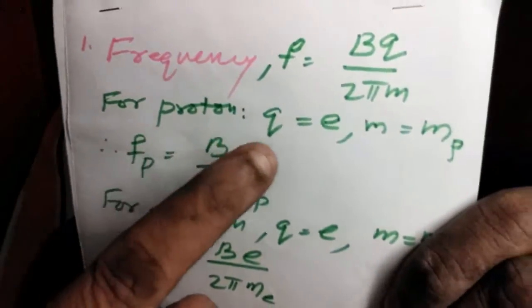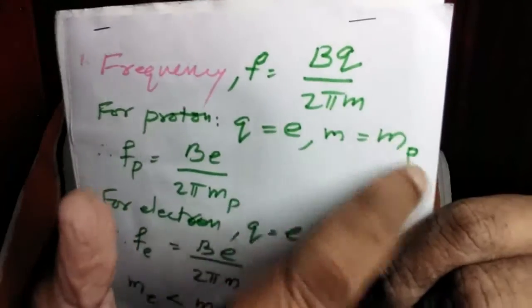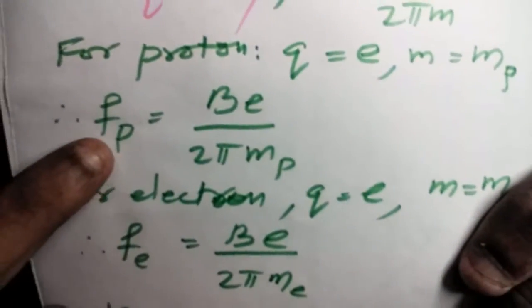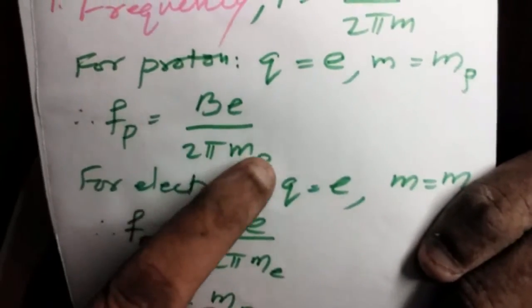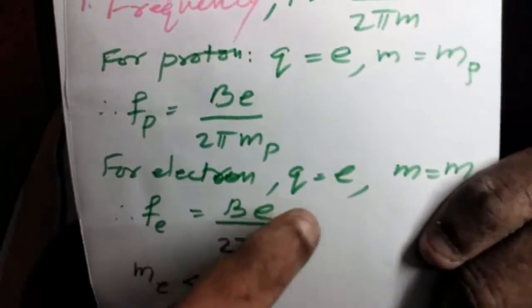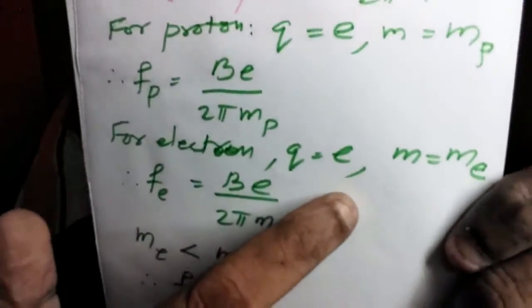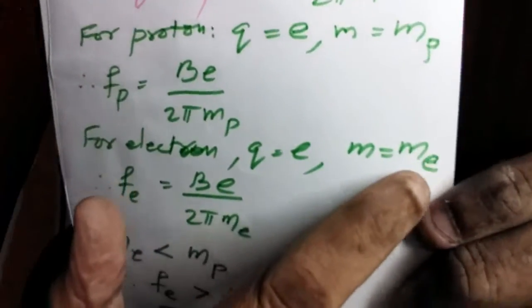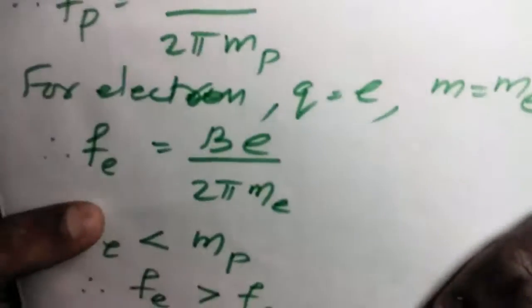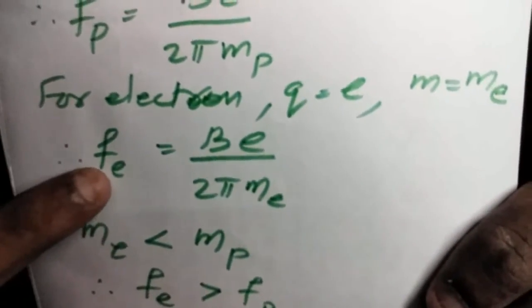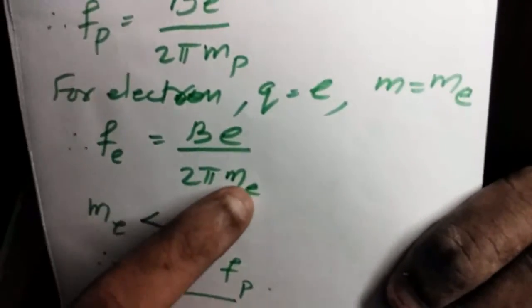For a proton, charge is e, mass is mp, the mass of the proton. Then the frequency of the proton is Be by 2 pi mp. For an electron, Q equals e, same as that of the proton, and m equals the mass of the electron, me. Then the frequency of the electron in the magnetic field is fe equals Be by 2 pi me.